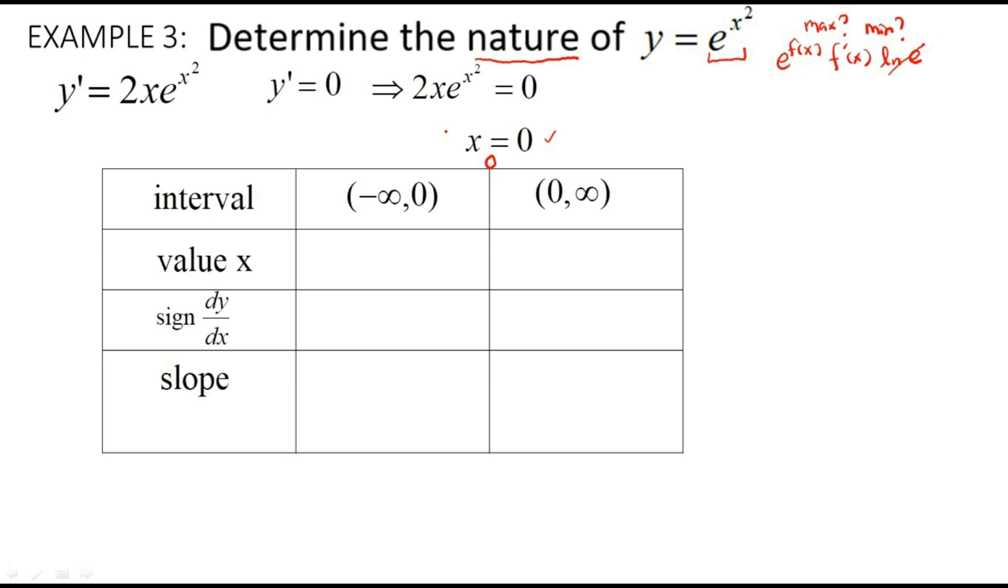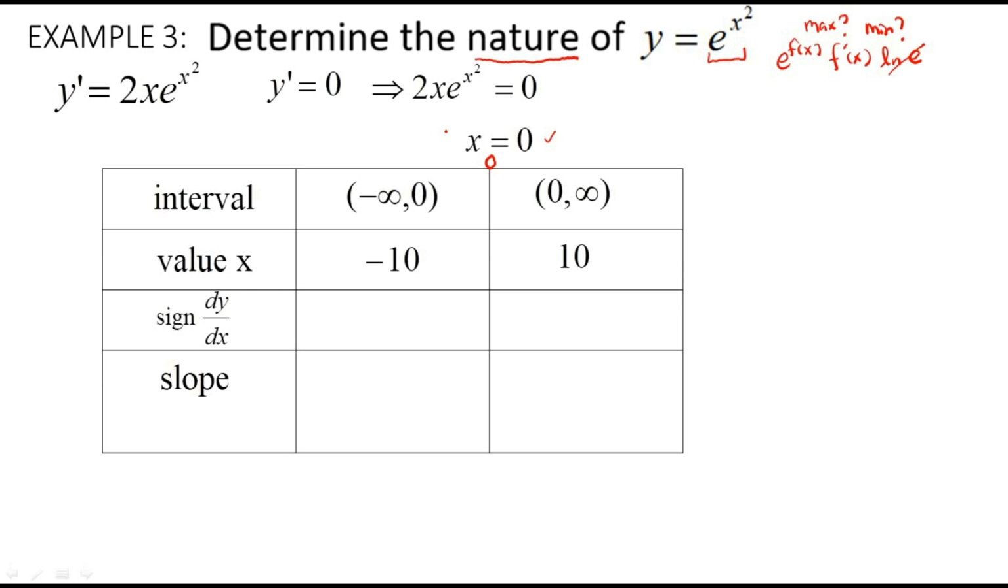Moving on, for the second row, the value of x is basically any value of x that represents that interval. For example, for the interval from negative infinity up to 0, I will choose one value. In this case, I choose negative 10. And for the next interval from 0 up to infinity, I'll choose the value of 10. You can choose any other value because the result will be the same.